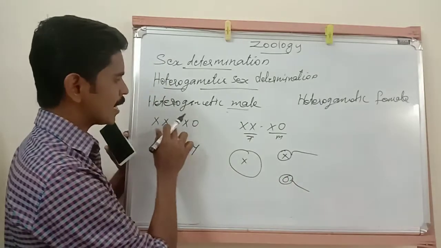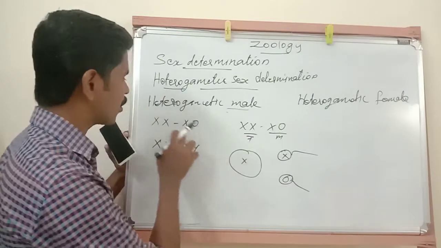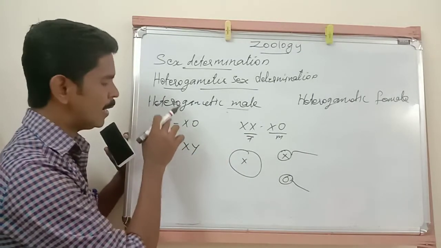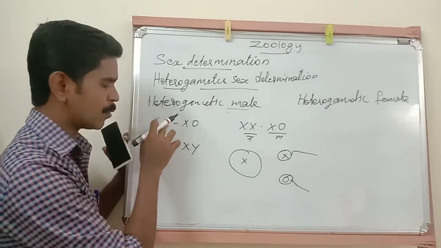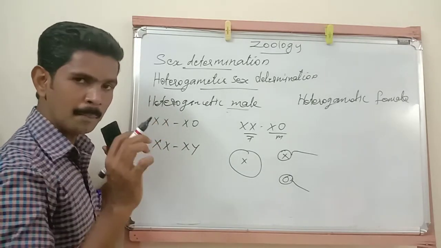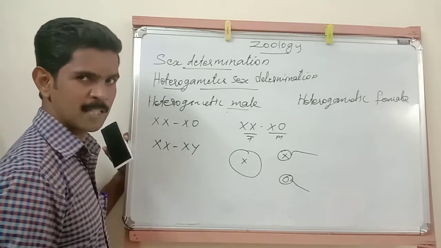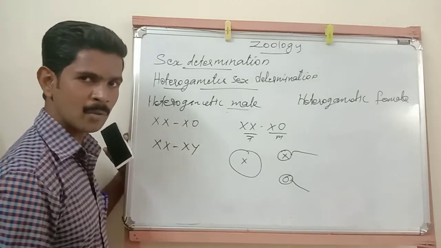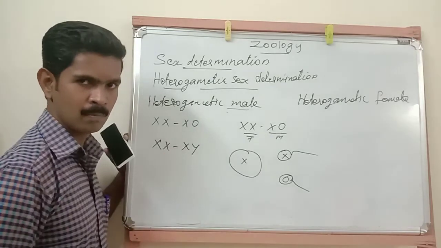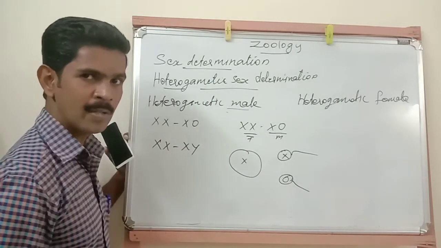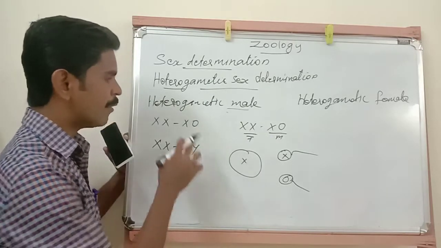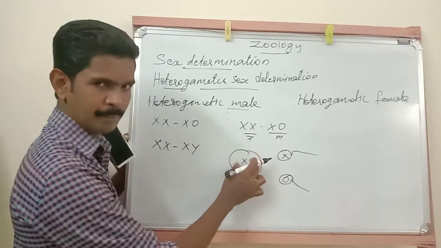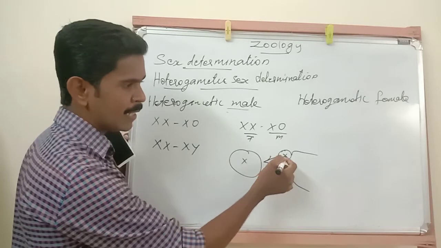So in XX-XO type of chromosome, the female produces only one type of egg. That egg carries a sex chromosome, X chromosome. But the male produces two types of sperm. Some sperms are without X chromosome and some sperms are with X chromosome. Understand? Suppose this egg is fertilized by this sperm.